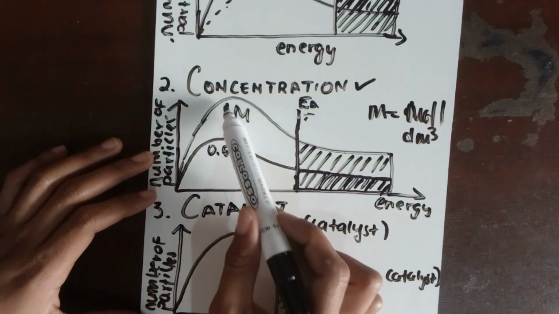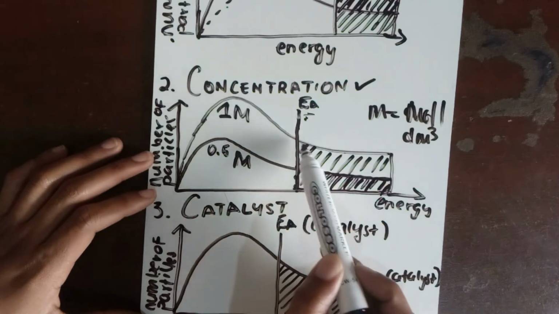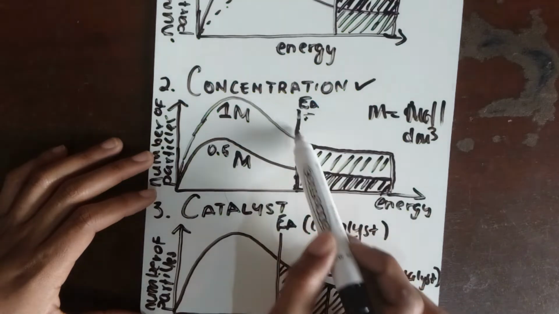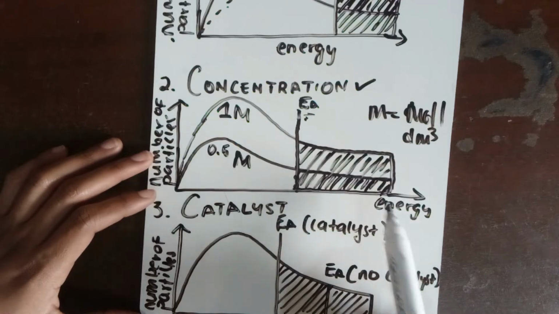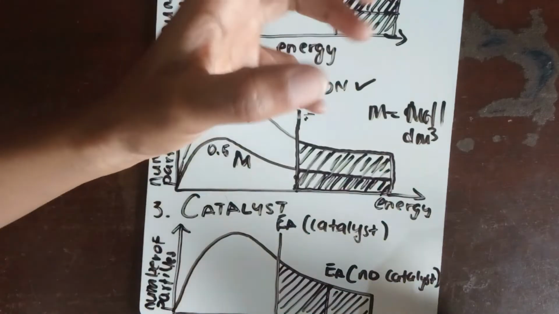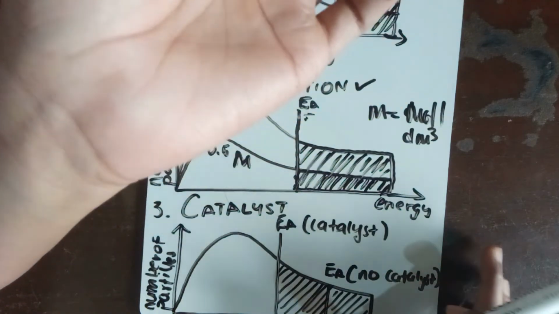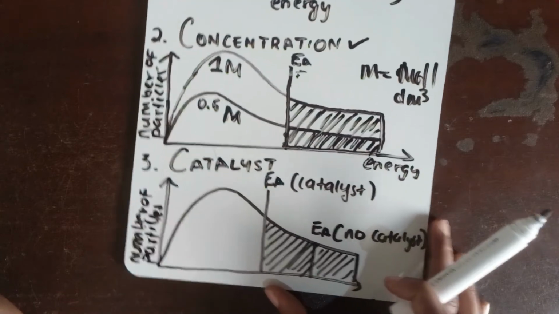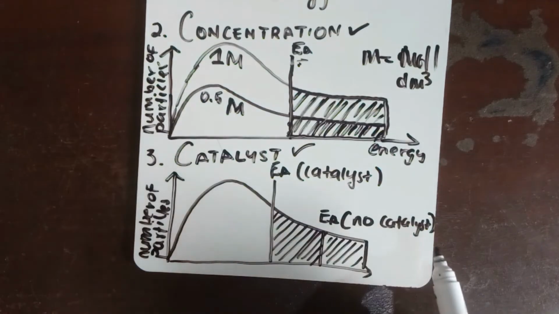The moment we increase our concentration, look what happens. Our graph now changes. And if you look to the right of your EA line or activation energy line, you realize that now we have all of these particles under the area of this graph colliding. As a result, there are more effective collisions, meaning that the rate of our reaction is increased. The last thing, or not the last thing, I'm lying. The other thing we can look at is what happens if we add a catalyst?